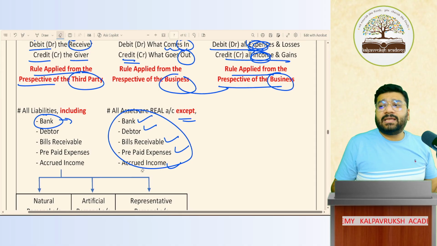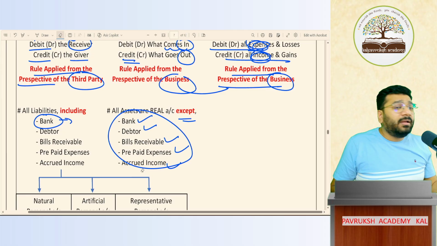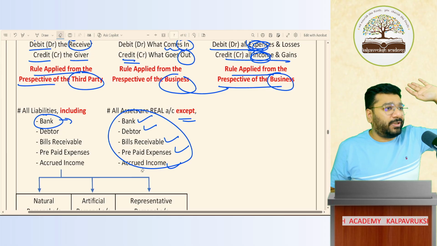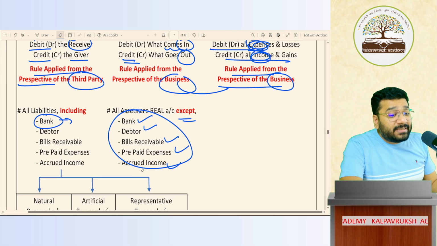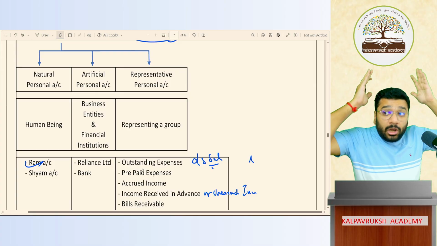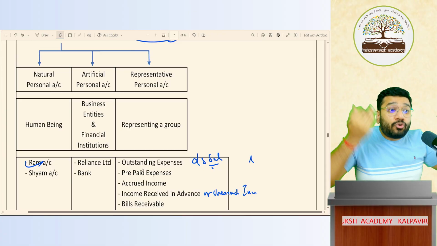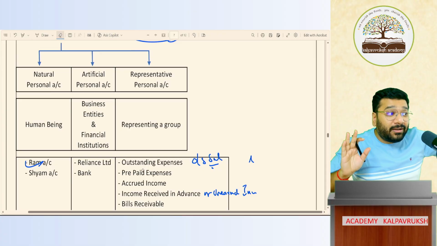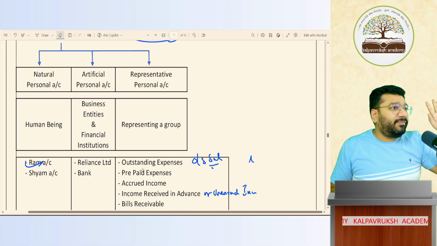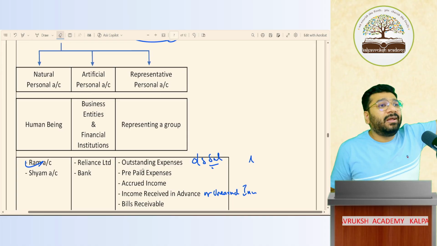Now, if he is asking, sir, if only one employee is there, for him you have to give outstanding salary. In practical life, I'll put that outstanding salary under what classification? Natural. But in exam, whenever they ask about outstanding expenses, we'll always assume that this outstanding expense is representing multiple people. So by default, from the exam point of view, what will you write? Representative. But what you said in real life, only one person to pay salary, sir. What classification? Natural person account.